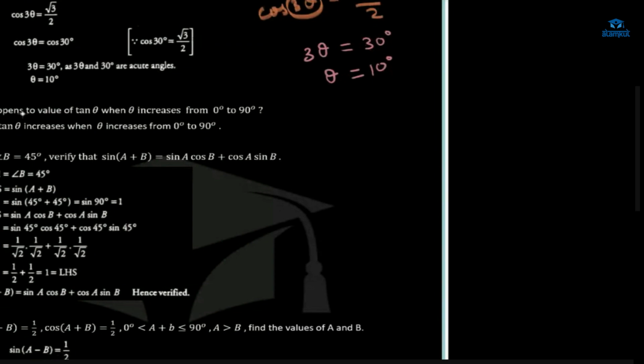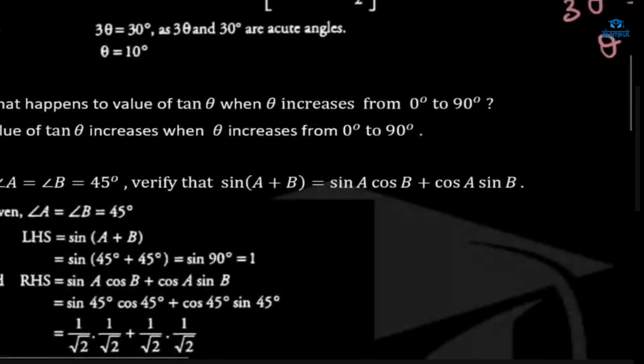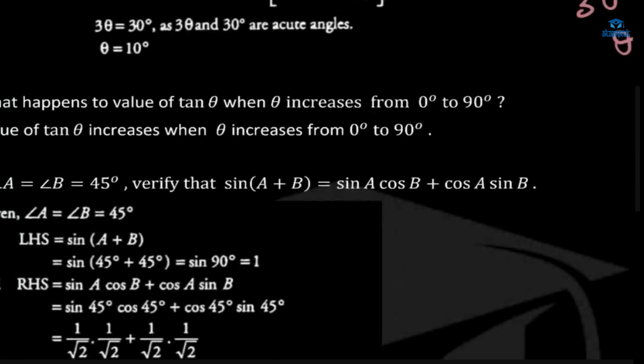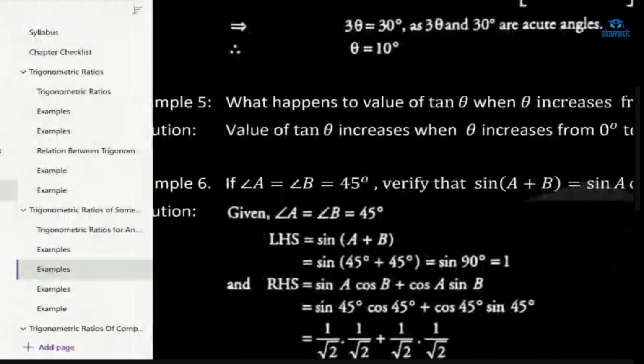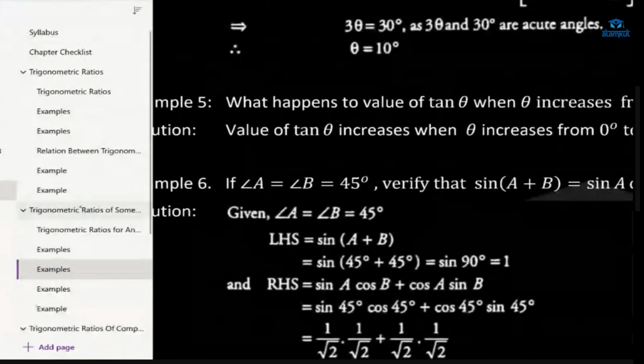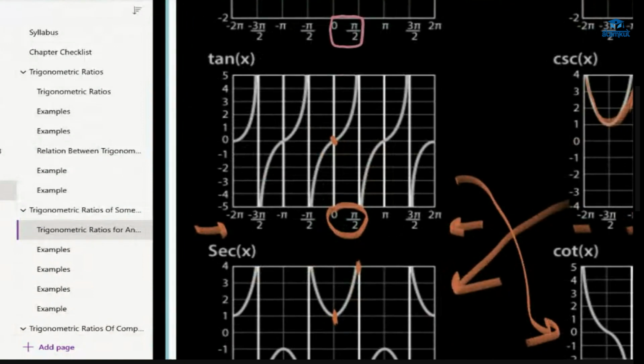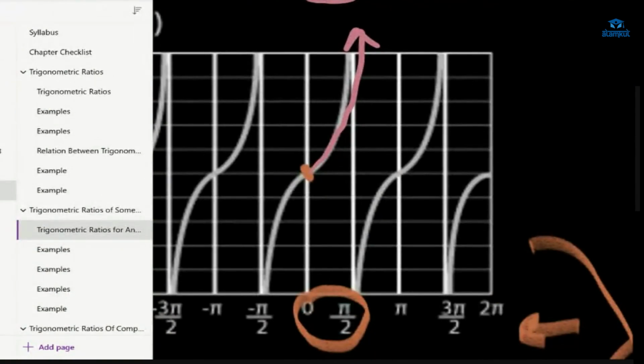This next question is, what happens to the value of tan theta when theta increases from 0 to 90? When theta increases from 0 to 90, what happens? I also gave you the graph. For tan, what will happen? It goes from 0 to pi by 2. It's increasing. It keeps on increasing, the value of tan from 0 to pi by 2.